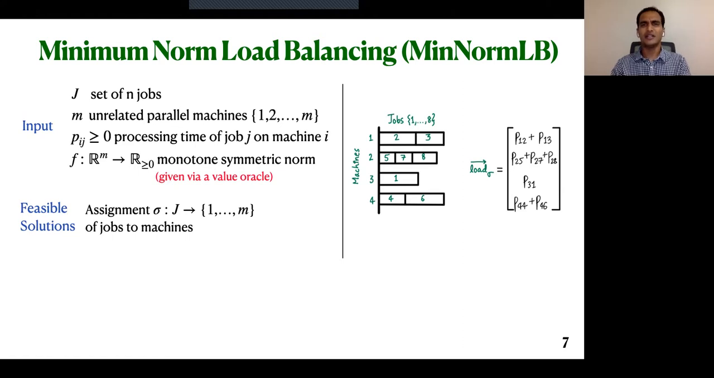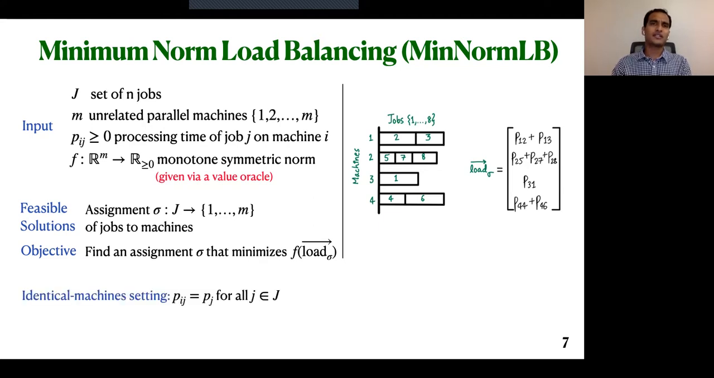The load on a machine is simply the sum of processing times of jobs that are assigned to it. So each assignment induces an m-dimensional load vector on the machines. Our goal in this problem is to find an assignment that minimizes the f norm of the induced load vector.